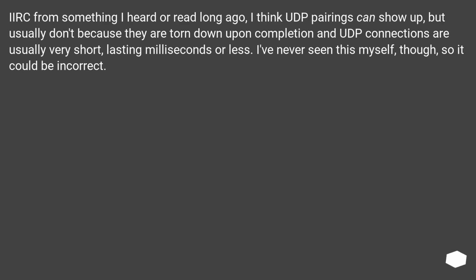Yet from something I heard or read long ago, I think UDP pairings can show up, but usually don't because they are torn down upon completion and UDP connections are usually very short, lasting milliseconds or less. I've never seen this myself, though, so it could be incorrect.